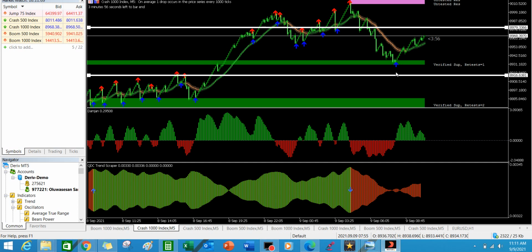Every resistance level is very, very important, because you are likely to have spikes happening around there whenever the market is approaching the resistance level. So all these are very, very important.